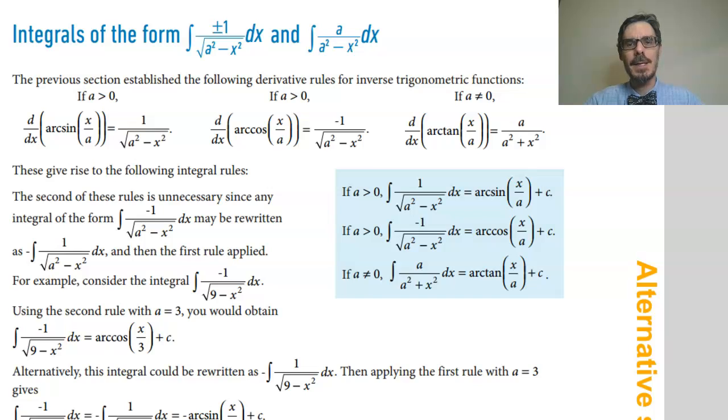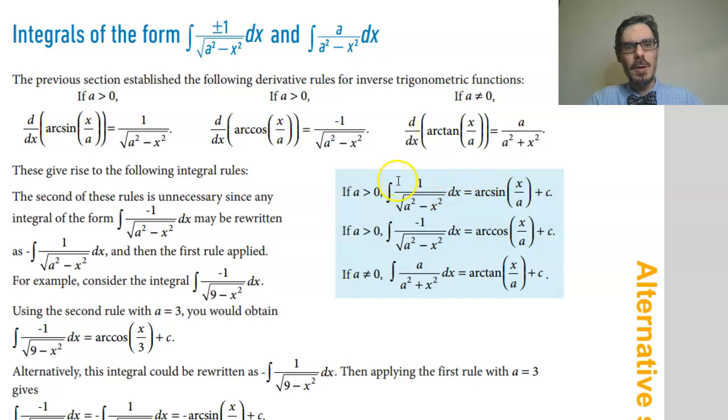So now let's integrate using our inverse trigonometric functions. So we established that the derivative of arc sine x on A looked like this, and the derivative of arc cos looked like this, and the derivative of arc tan looked like this. That means we can go the other way.